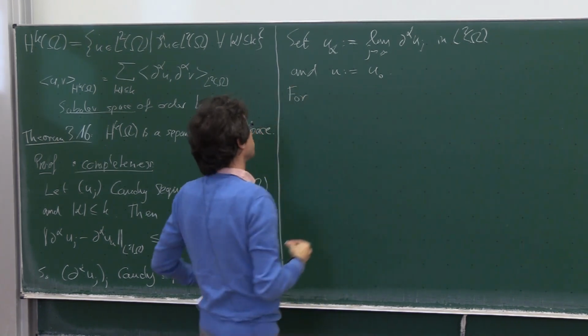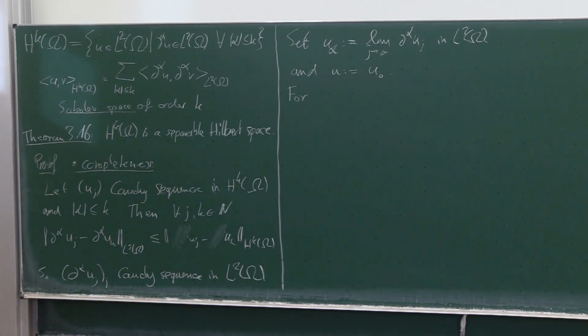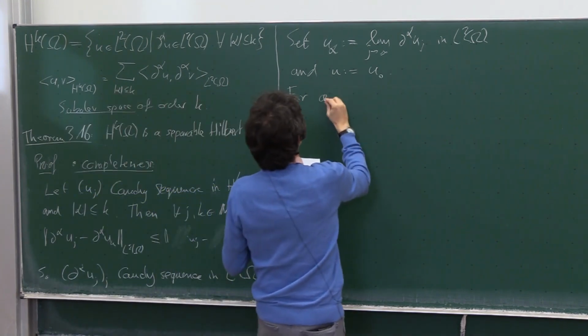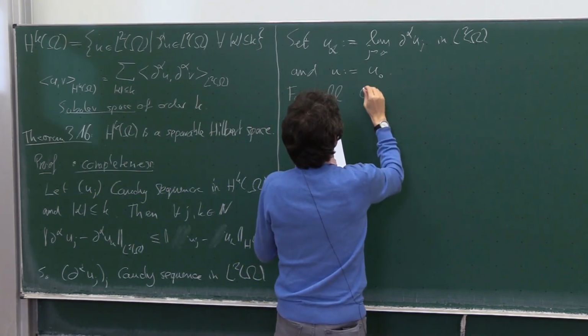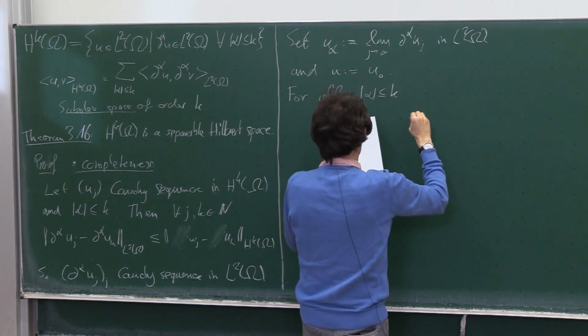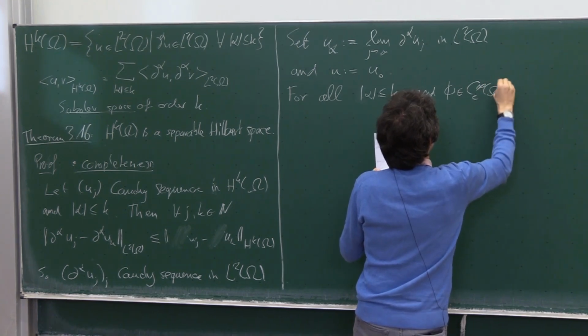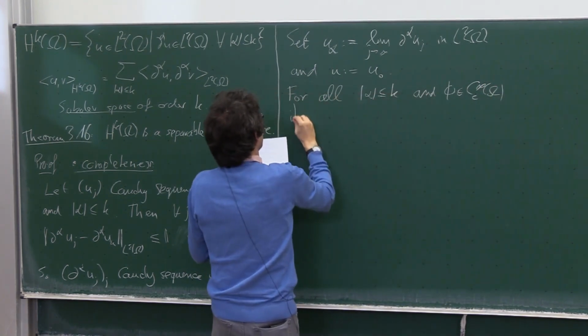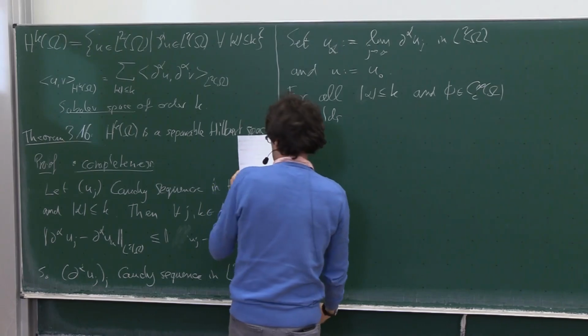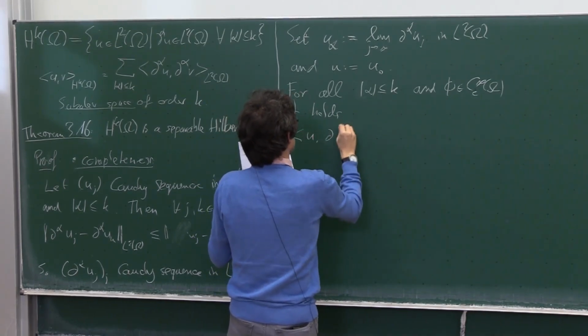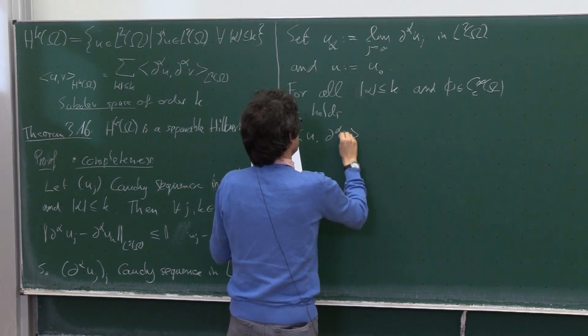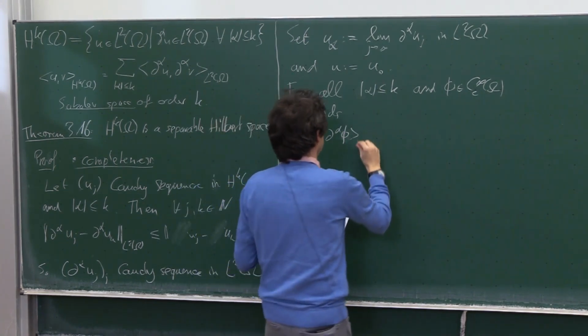And surely we have to show that this u, which is a priori only in L2, is in H^k. So we have to show that all derivatives of u up to order k, weak derivatives, exist and are in L2. So we start with that. Take some multi-index that has length less or equal k, and take some test function phi in C_c^infinity of Omega. And then we will see that u has weak derivatives, so we look at the scalar product of u with D^alpha phi in L2.